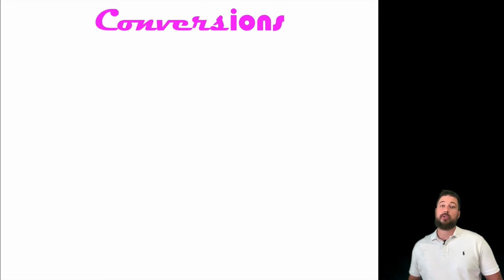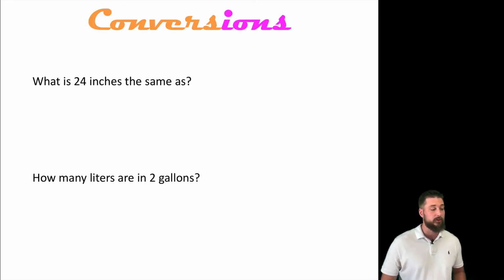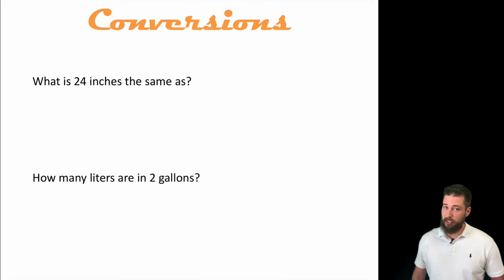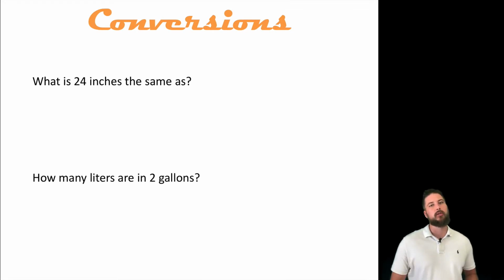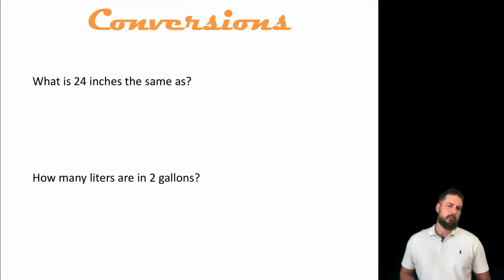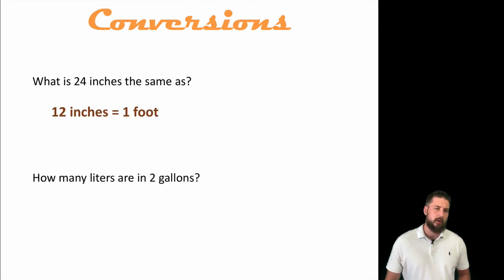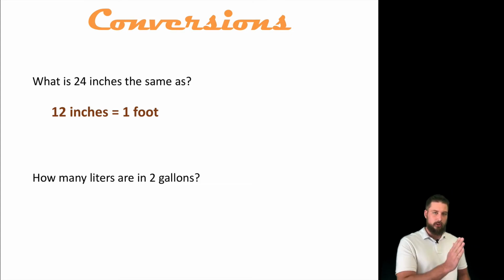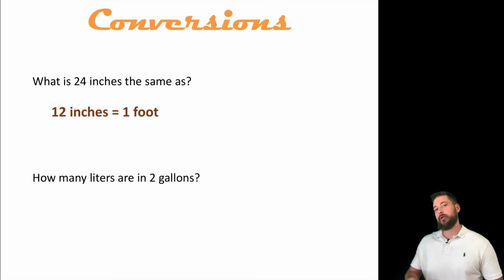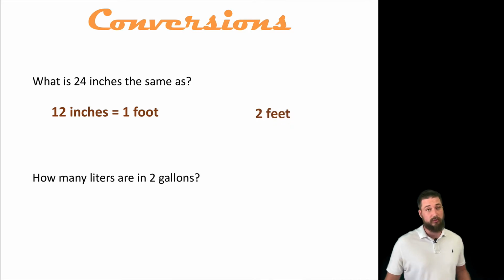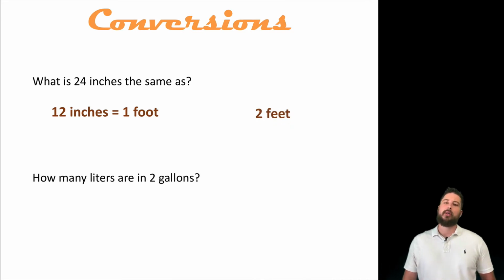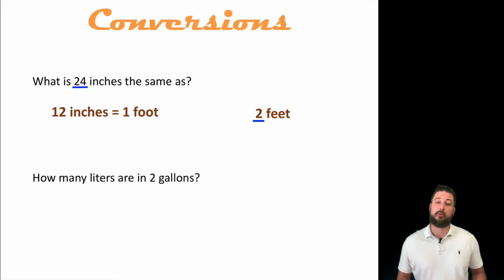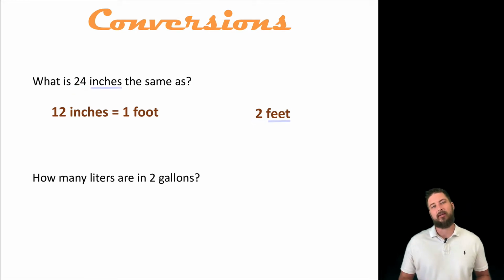Now what we're going to do is start off by asking a couple questions. What is 24 inches the same as? And by answering this question, I think it'll illustrate what we're trying to do. Well, what we know is that 12 inches is the same as 1 foot. And so if 12 inches is 1 foot, what is 24 inches equal to? Well, 24 inches is equal to 2 feet. Now, something that I want to point out here is how can 24 and 2 be equal to each other? Well, it can be equal because we're using different scales.